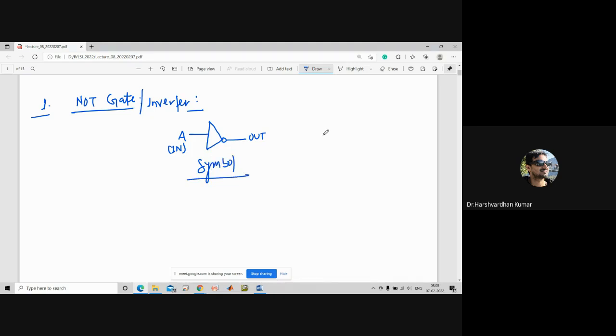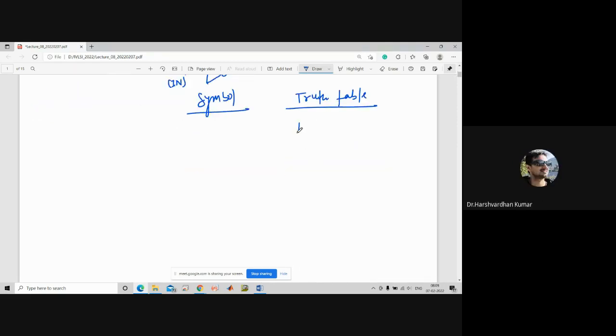So what is the truth table for the NOT gate? Anyone remember? Sir, it inverts: 0 gives 1 and 1 gives 0. So let us take the input A and the output. If you provide input logic 0, you get logic 1. Whenever you provide logic 0 in the input, you get logic 1 in the output. Similarly, if you provide logic 1 in the input, you get logic 0 in the output. So this is the symbol and truth table.